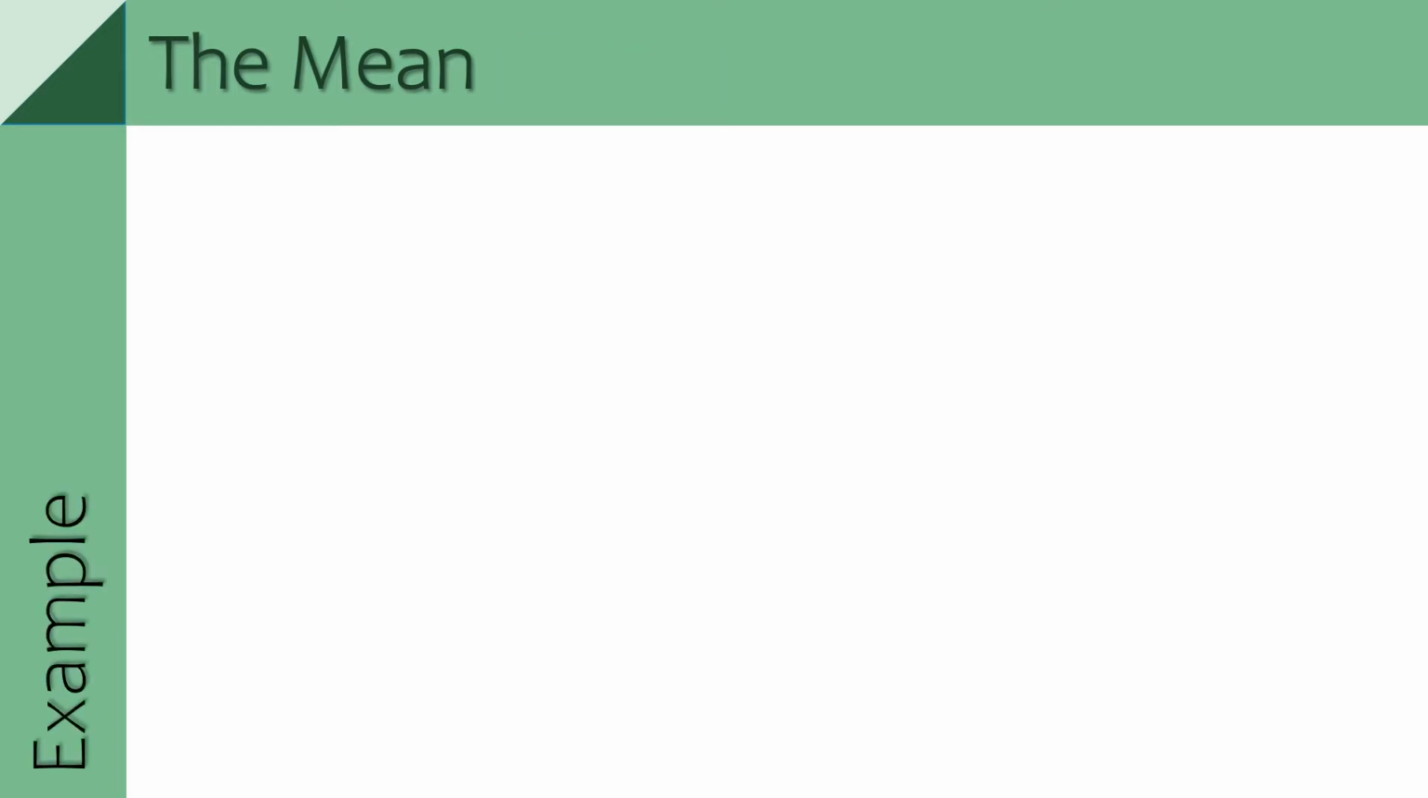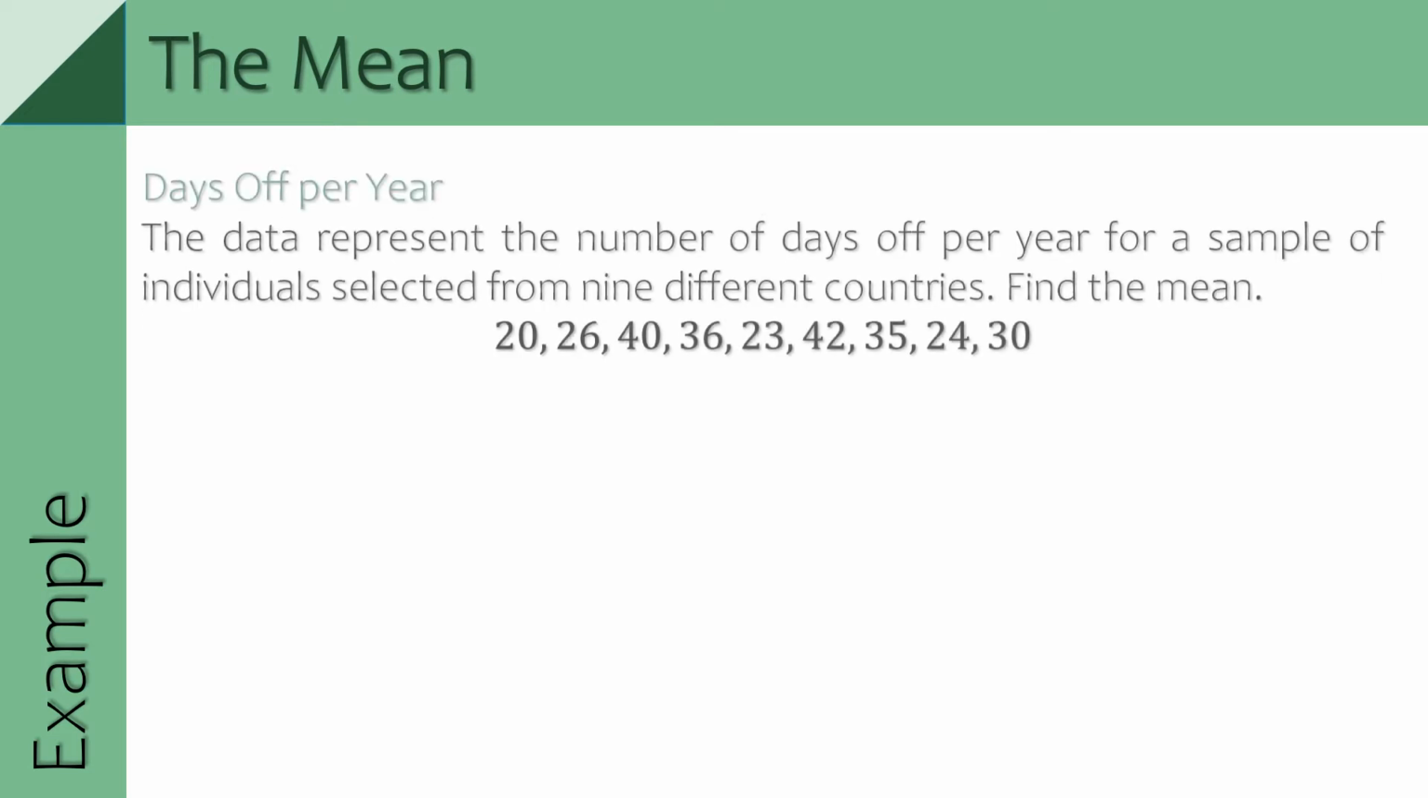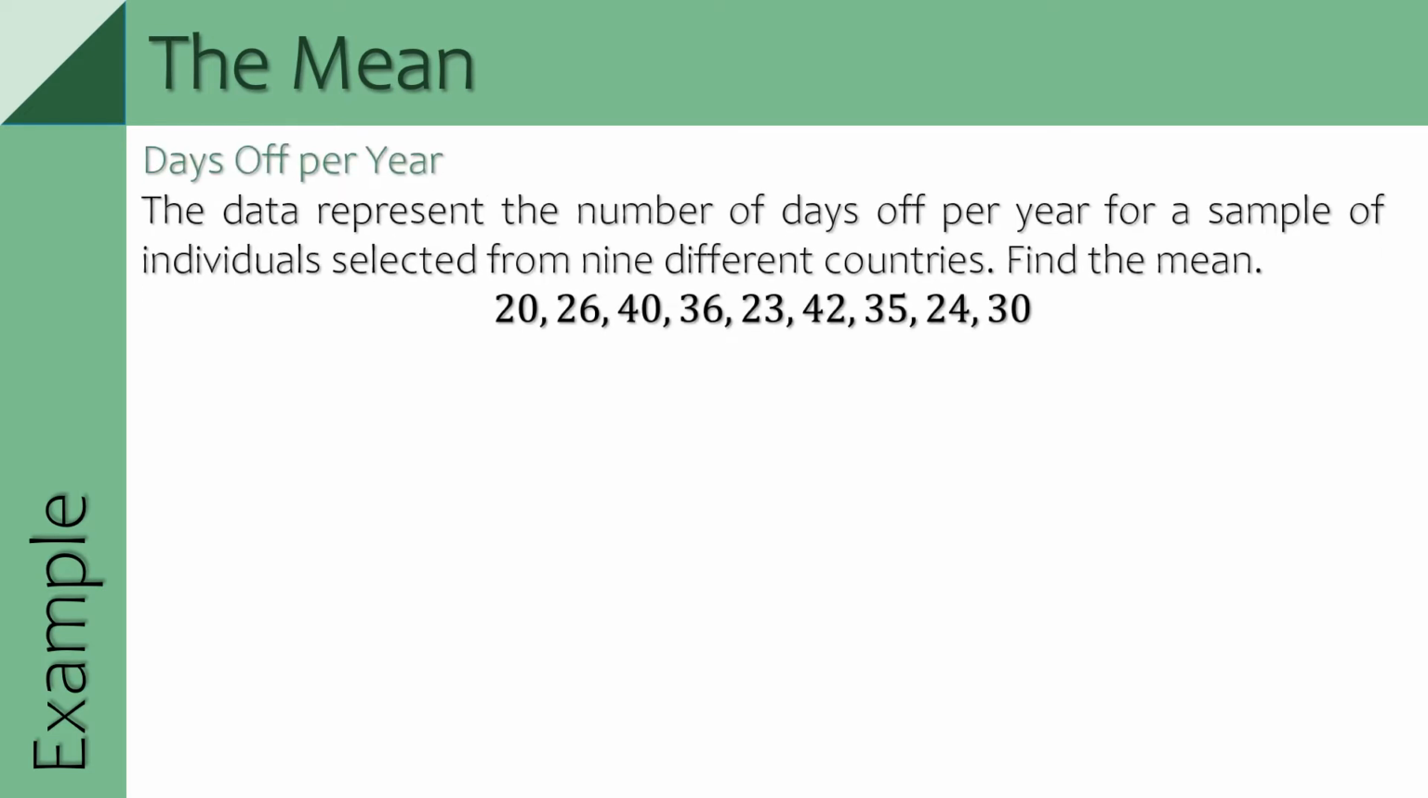Okay, so example for the mean. Days off per year. The data represent the number of days off per year, for example, of individuals selected from 9 different countries. So let us find the mean. What are the numbers of days off? We have 20, 26, 40, 36, 23, 42, 35, 24, and then 30.